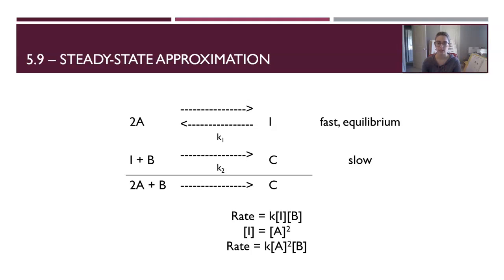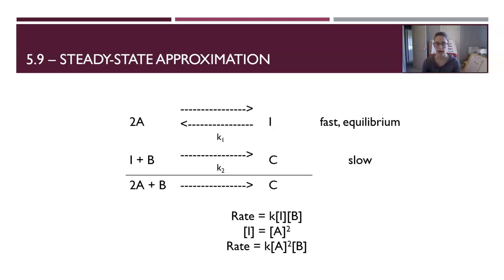Now, our slow step still determines the rate of our reaction, but we can't have an intermediate in our rate law because the intermediate itself doesn't determine the rate of the reaction. So normally we would write the rate law based on the slow step, which would be rate equals k times the concentration of I times the concentration of B. It's still an elementary reaction, so we can still use the coefficients as the powers for the different concentrations.